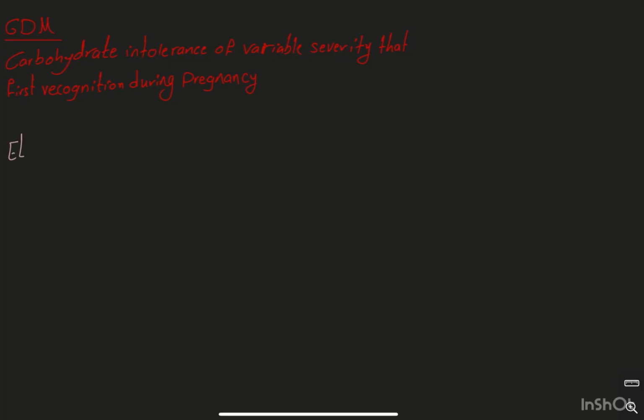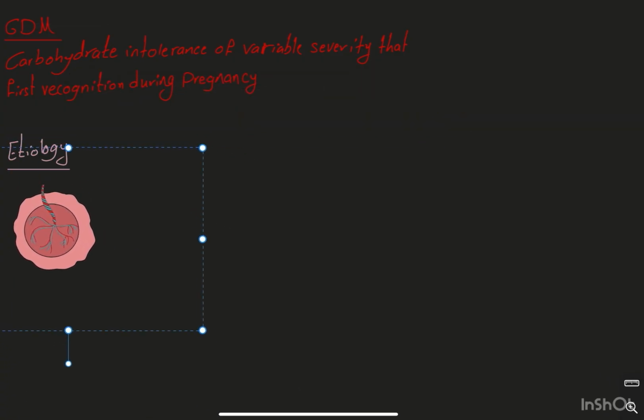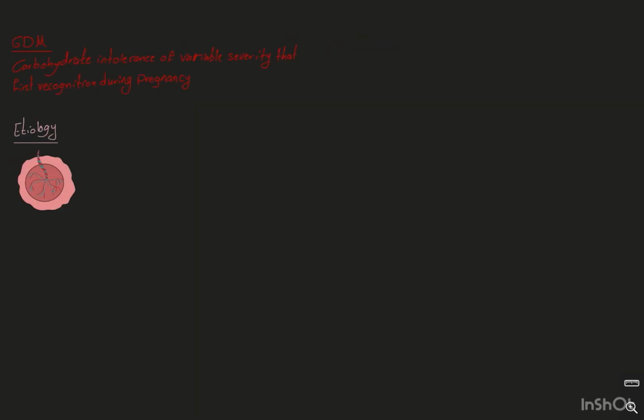For the etiology, we will mainly talk about the placenta, its hormones, and the beta cells inside the pancreas. This is a simple drawing of the placenta. So mainly the etiology, as we say, is the placenta and pancreas. What the placenta will do is secrete what is called a diabetogenic hormone. This diabetogenic hormone will try to increase insulin resistance so that a good amount of glucose, rather than being taken by the pregnant woman, will go into the fetus to feed the fetus.